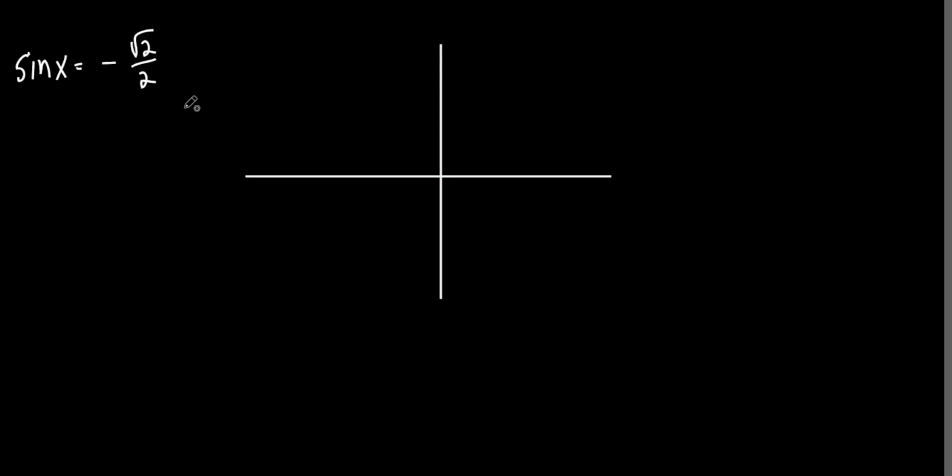This is one of our special ones, right? Everybody see that? This is one of our special triangles, square root of 2 over 2. What basic triangle do we use the square root of 2 over 2 with? Well, they're all right triangles. 45, 45, 90. Okay, that's the special one. Now, the sign is negative.